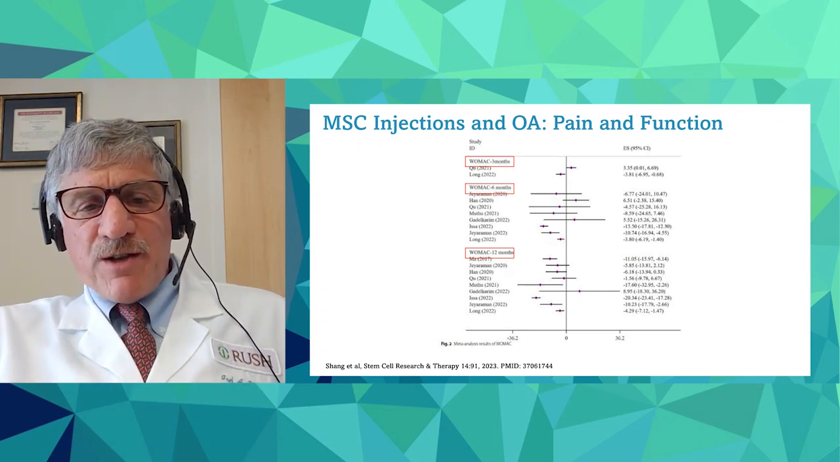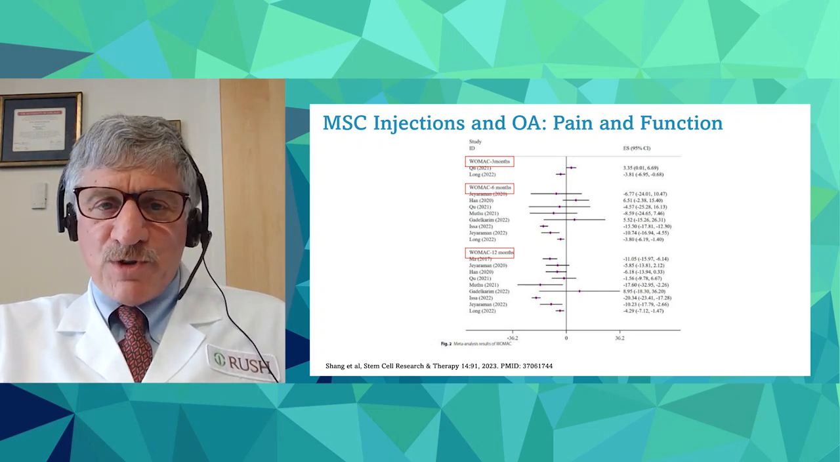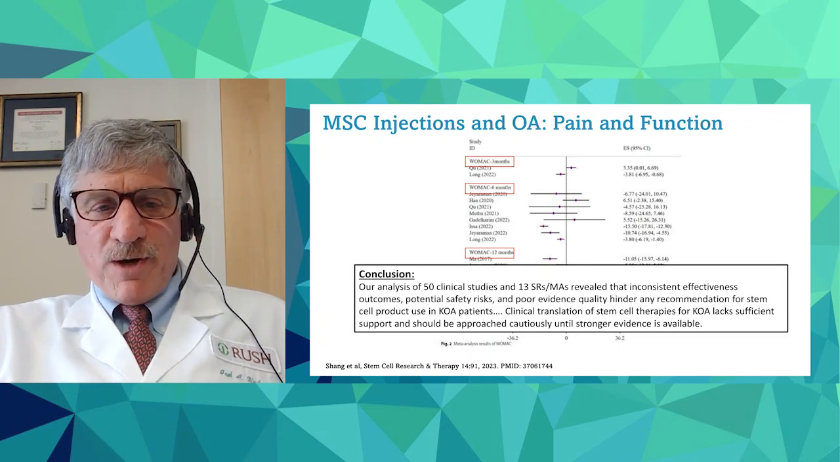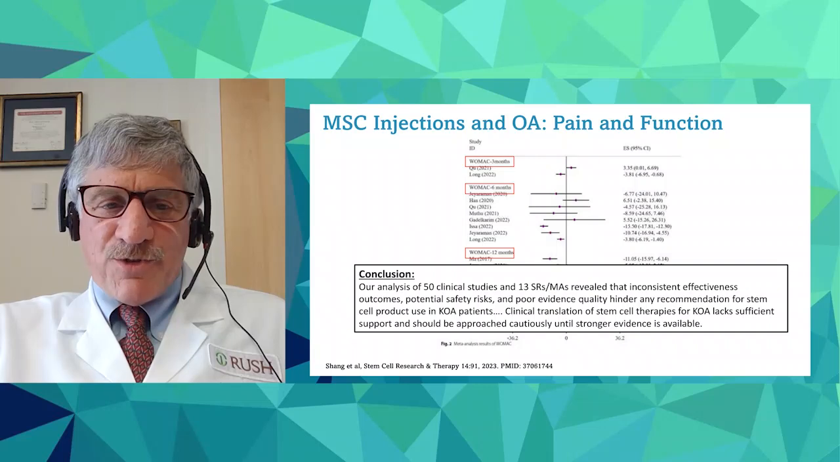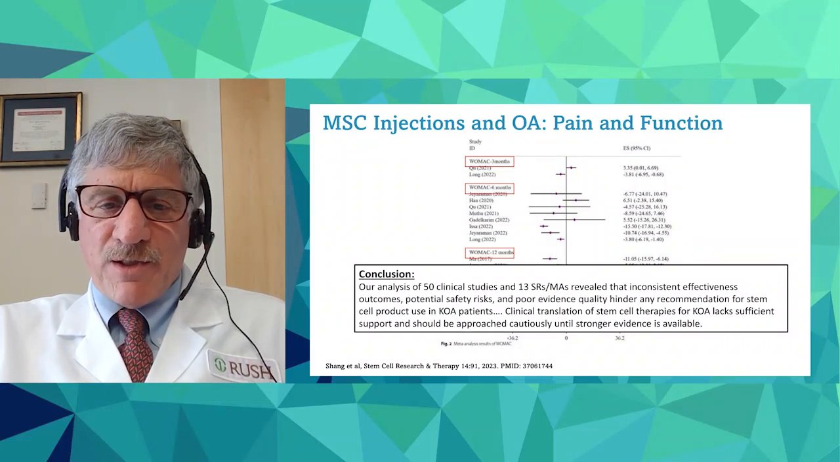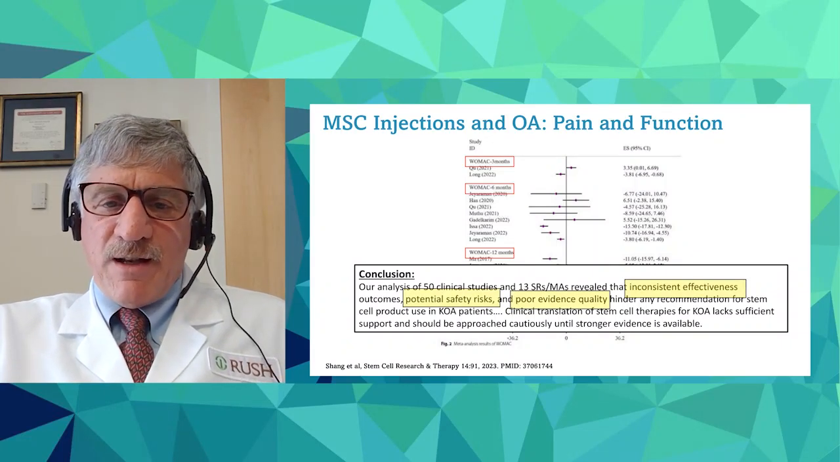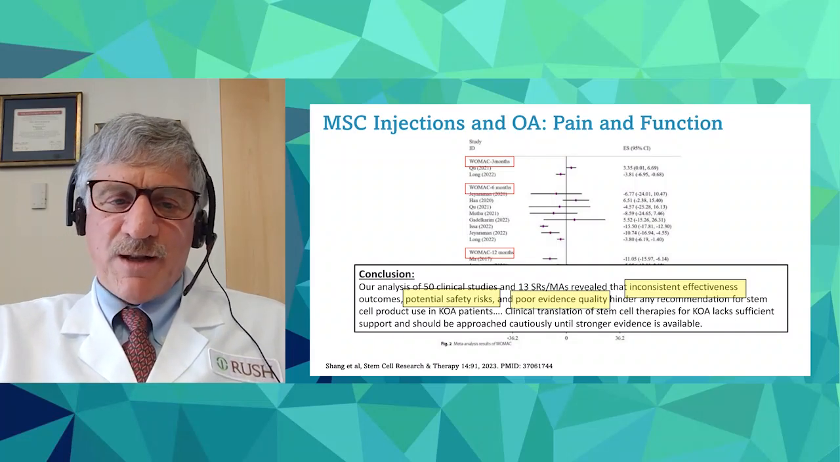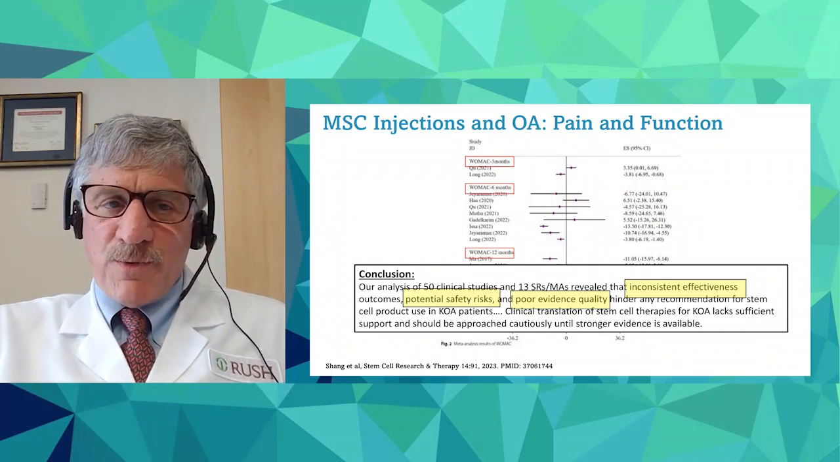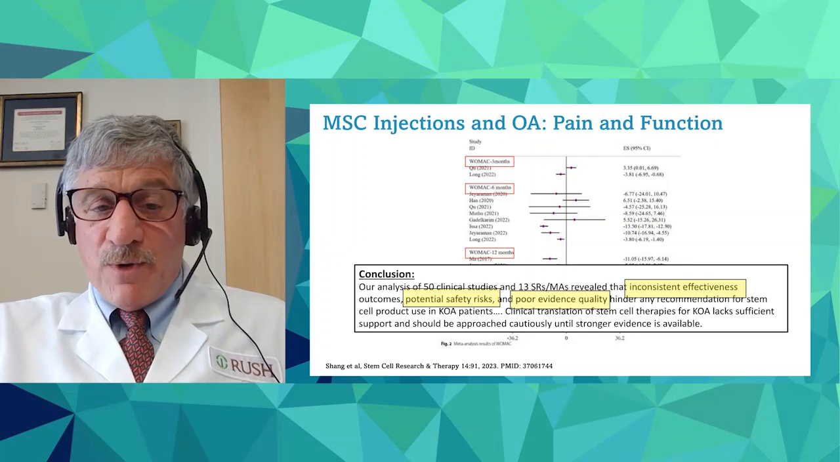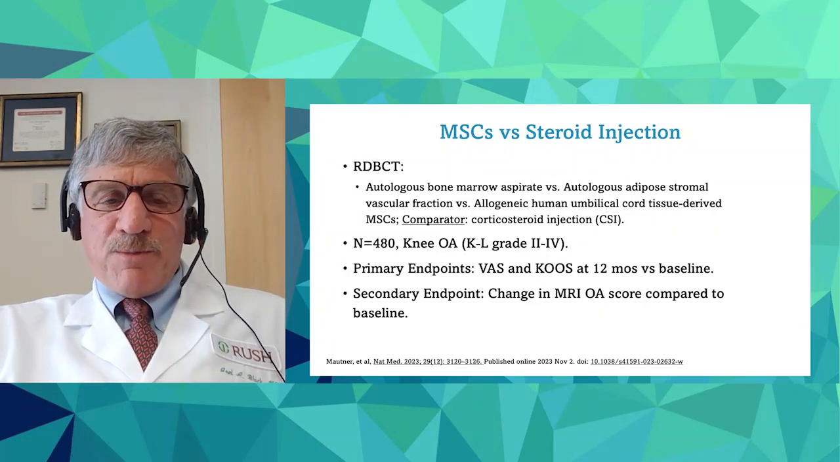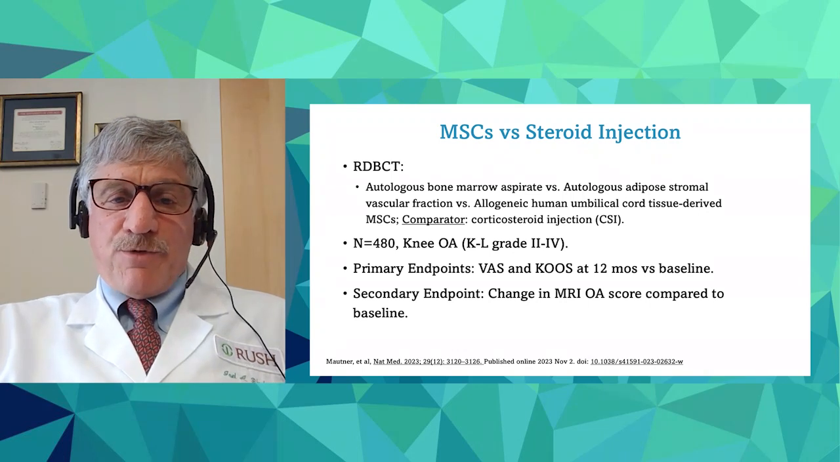But remember, the studies have not been very well controlled up until now. Nonetheless, very recently, before I go to that, these people's analysis of the 50 clinical studies that they had looked at revealed that they had inconsistent effectiveness, potential safety risks, and poor evidence quality, and couldn't support the use of stem cell injections.